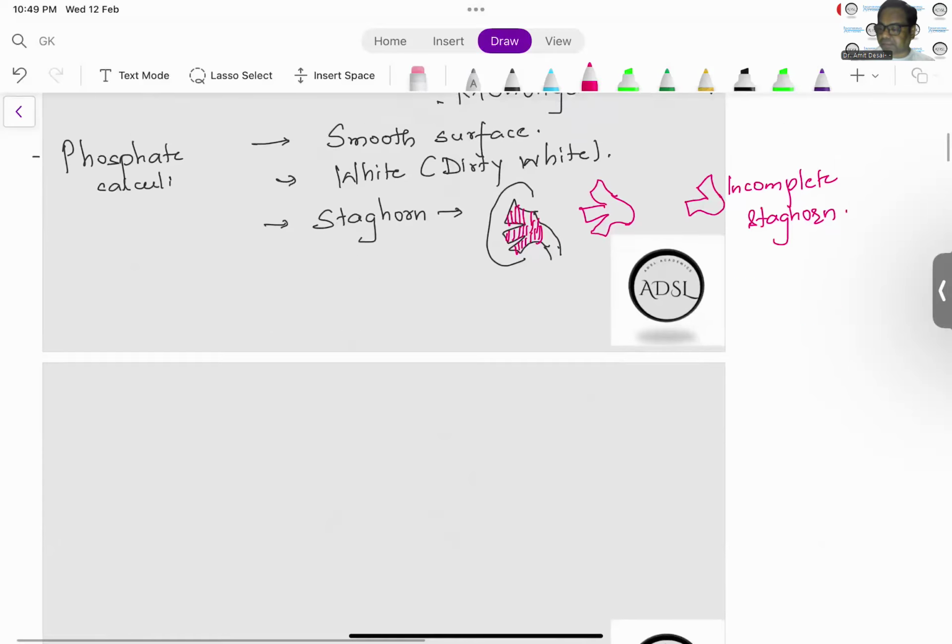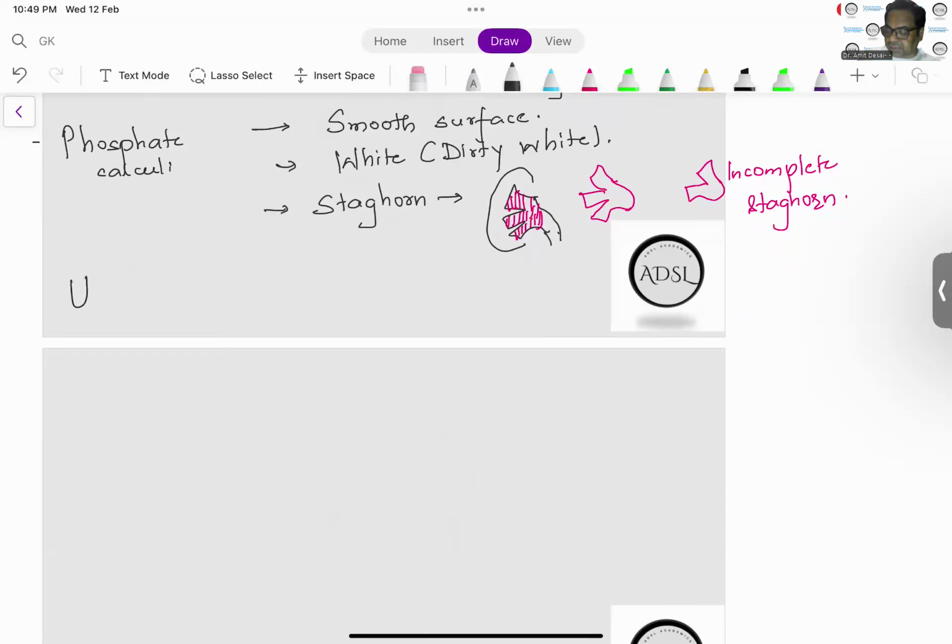Now, what are the other types of calculi? Another type is a urate calculus. The characteristic of this calculus is that it is radiolucent, which means that we will not be able to see this on a plain X-ray. Remember, 90% of urinary calculi are radio-opaque, which means that we'll be seeing them on X-ray, whereas only 10% of the urinary calculi are radiolucent. That means we cannot see them on the X-ray.